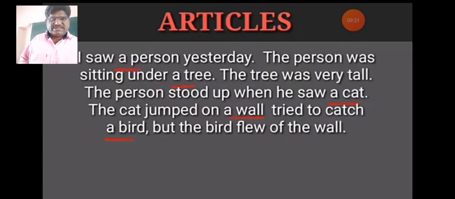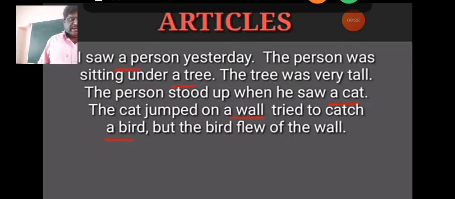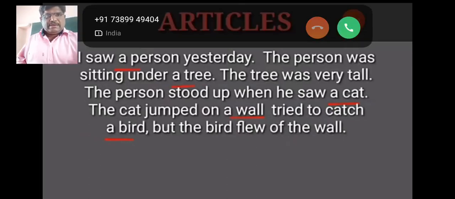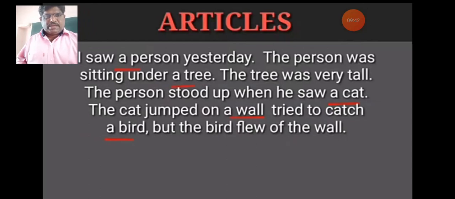You see, in the red font: I saw a person. The person was sitting under a tree. The tree was very tall. The person stood up, and when he saw a cat, the cat jumped on a wall, tried to catch a bird. So everywhere, a person, a tree, a cat, a wall, a bird, all these are used for the first time. That's why the article a is used there.